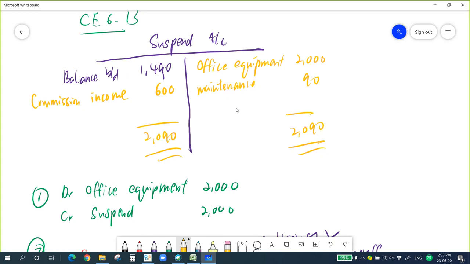So we have complete this classroom exercise 6.13. Any question? Any question to ask on the suspend account? No, how about others?